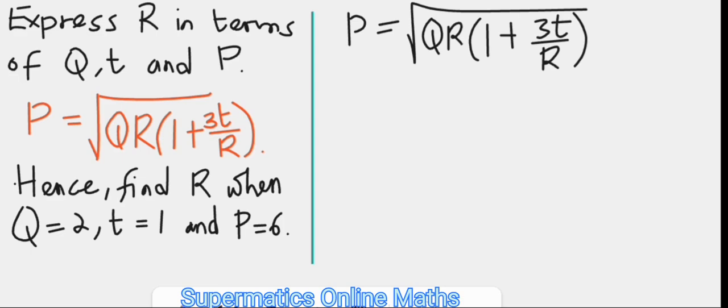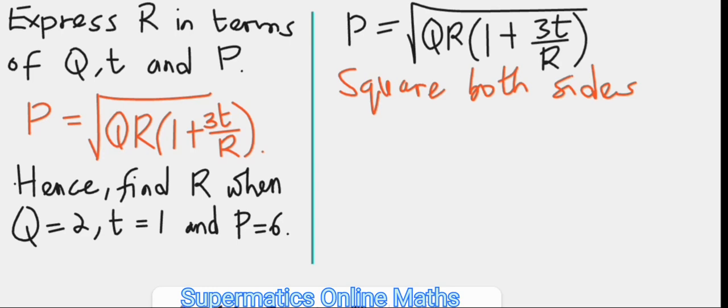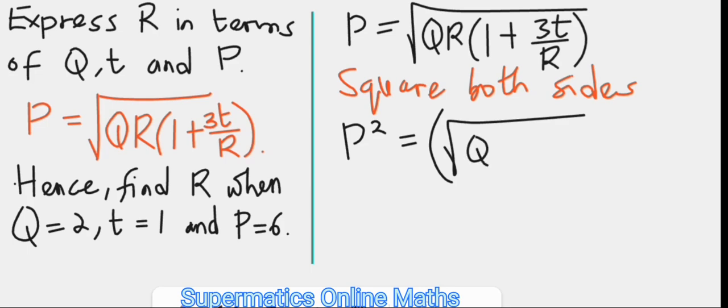To make r the subject of the formula, or to transpose it, means we want to solve for r as in a normal equation. So the first thing we're going to do is to square both sides in order to take off the square root. When we do, we're going to have p squared on the left, and on the right we're going to have the square of the expression in the square root.